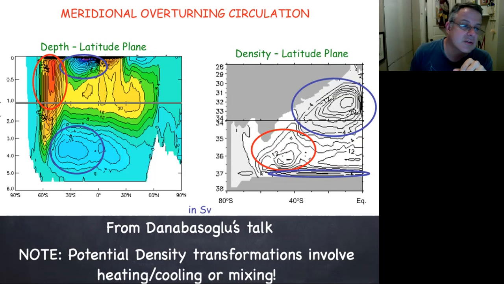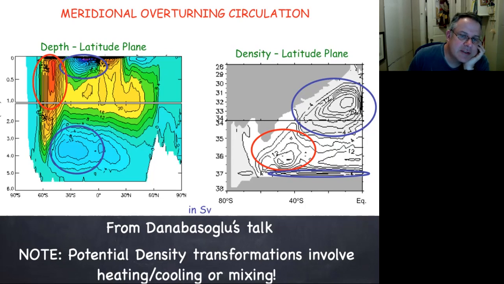Sorry, this is the Southern Hemisphere one. Here we're seeing this is this one, this is this one, and this is this one. So look at the red one. The red one is going this direction, down and back up, this direction, down and back up. So it's getting more and more dense until it sinks at a particular density, and then it completes its circuit. It's got to mix its way back up to get to here.